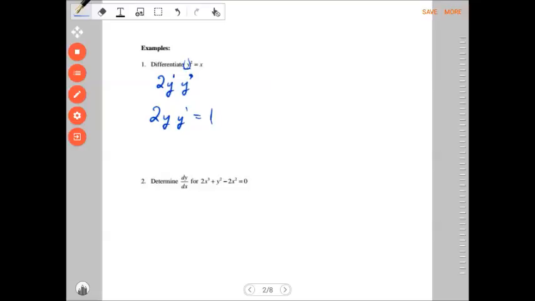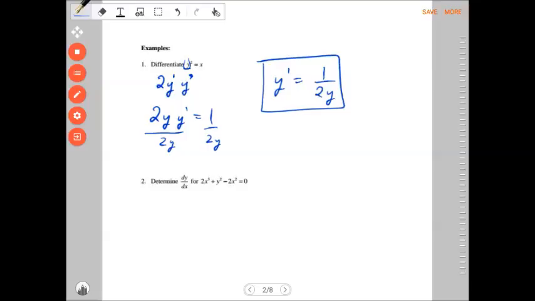Well, we want the y prime, so we divide by 2y, divide by 2y, and y prime equals 1 over 2y. Ta-da! That's it.